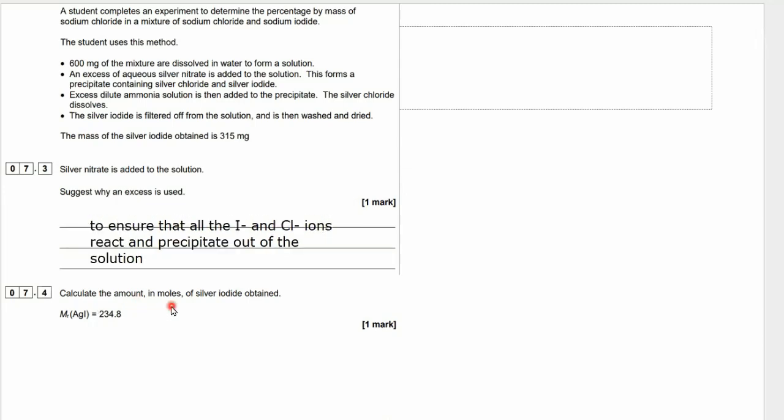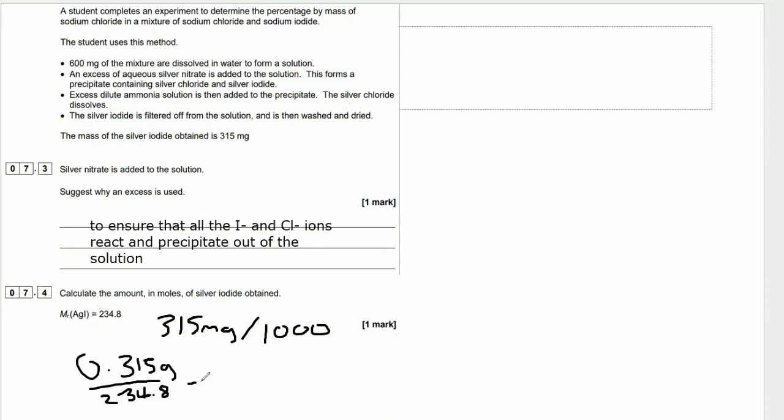Calculate the amount of moles of silver iodide obtained. The Mr of silver iodide equals 234.8. Thank you very much. So what we need to do here, nice and simple, is calculate the moles of silver iodide obtained. Well, that's quite easy. We've got 315 mg. Of course, moles use grams as the mass, so we need to divide by 1,000, and this will leave us with 0.315 grams. We're going to divide that by the Mr of the silver iodide, kindly given by AQA there, but it is only 1 mark. They're not that generous.